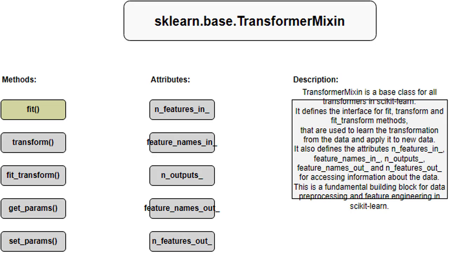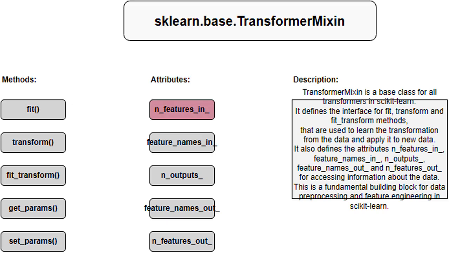Fit. Learns the transformation from the training data. Transform. Applies the learned transformation to new data. Fit transform. Combines the fit and transform steps into one. Get params. Retrieves the parameters of the transformer. Set params. Sets the parameters of the transformer. Attributes. Provides information about the data being transformed.